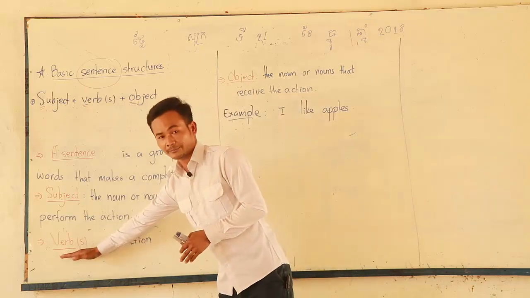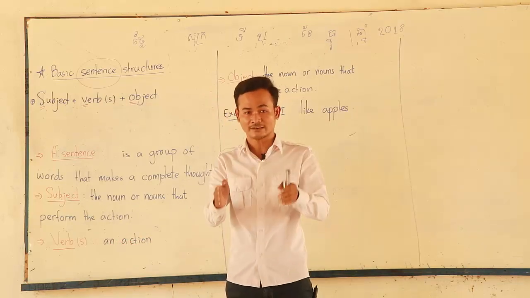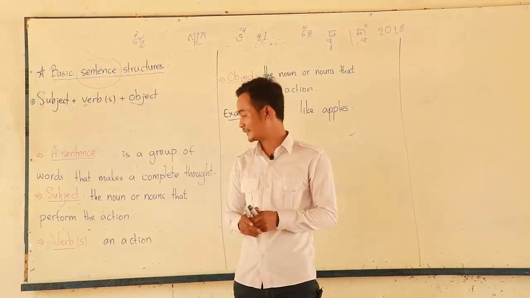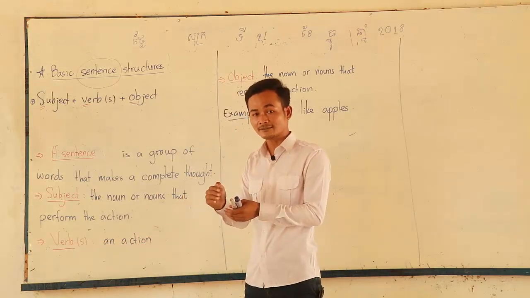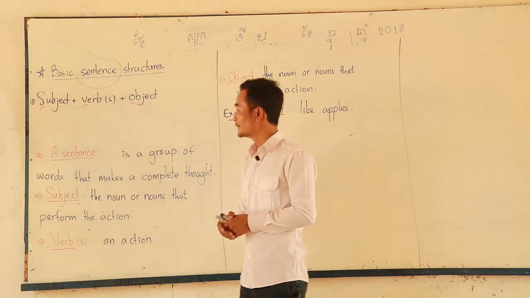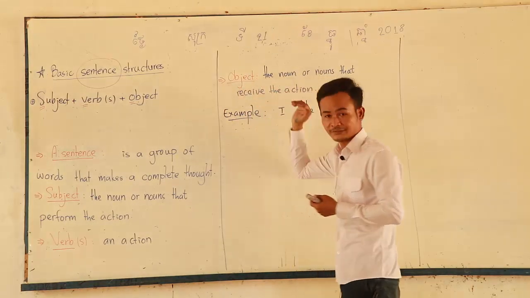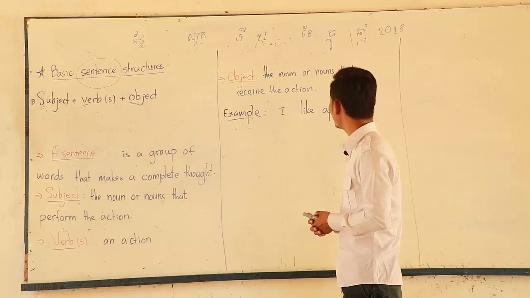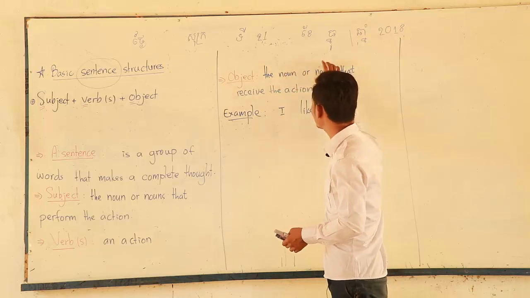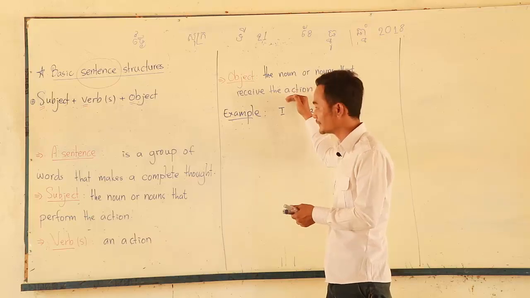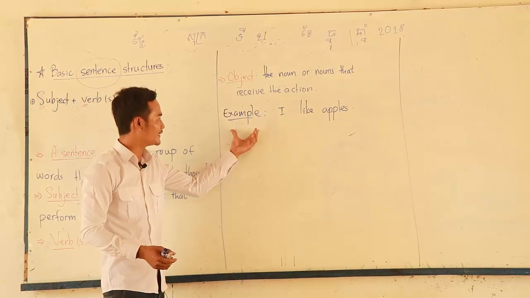And next, verb. Verb is an action. It shows an action in the sentence. It plays a very important role in the sentence. Okay, you have to know too about object. Object refers to the noun or nouns that receive the action. Okay? Object is the noun or nouns that receive the action in the sentence.